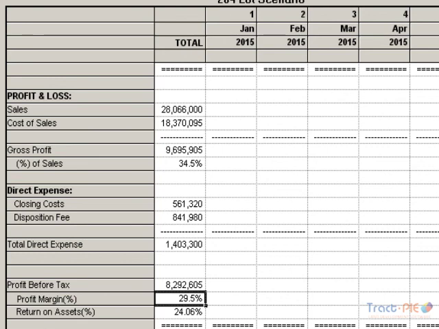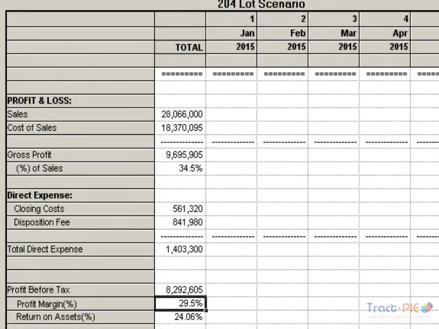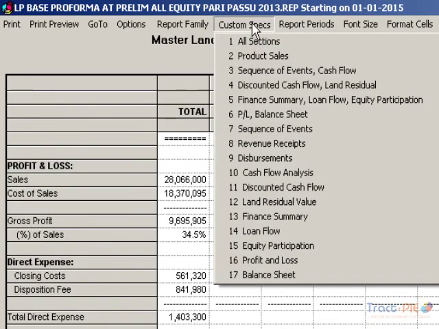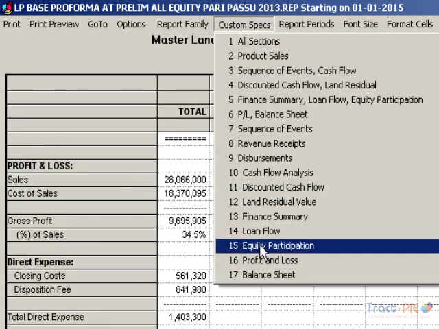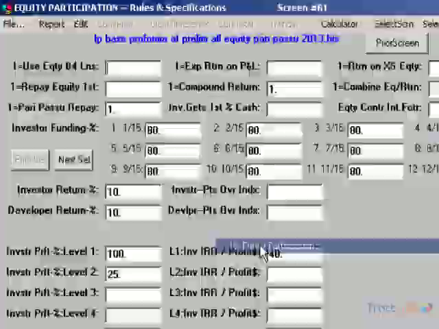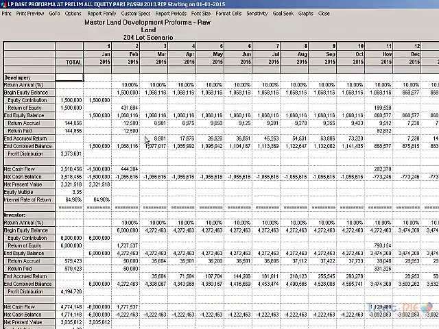While this cash flow report was calculated on a monthly basis for accuracy purposes, it is very easy to roll up the months into either quarters or years, or even a combination of both. You can even display just the desired sections of the report by coming over here to Custom Specs and going to the section that you want, like Equity Participation, just to see that section of the report rather than all the other sub-reports. Another very meaningful report is the Executive Summary Report.